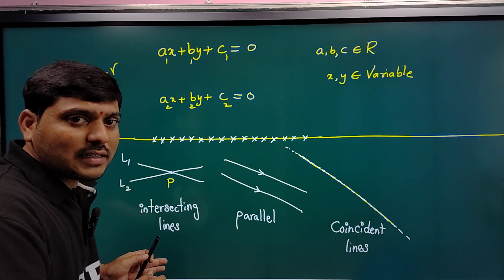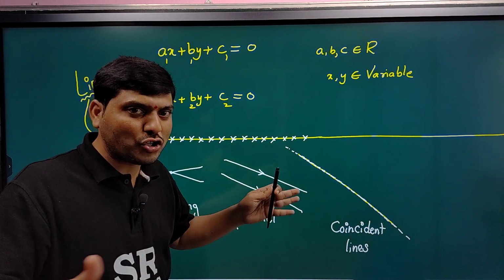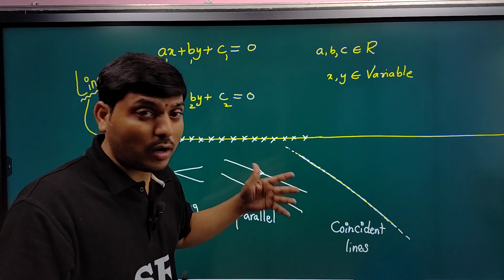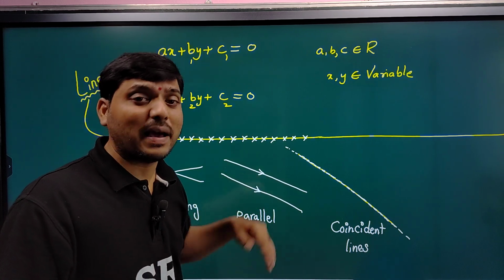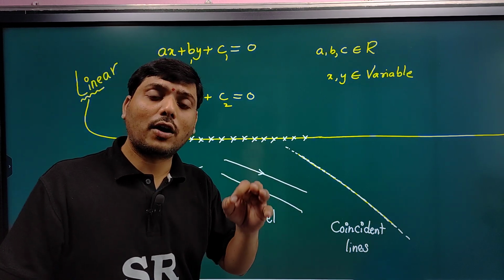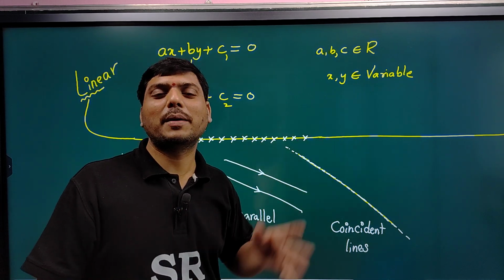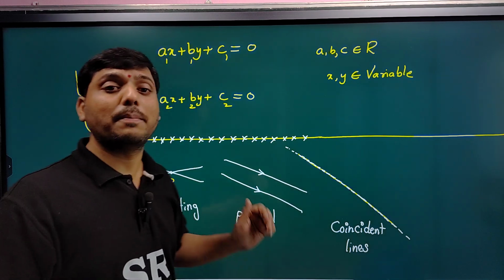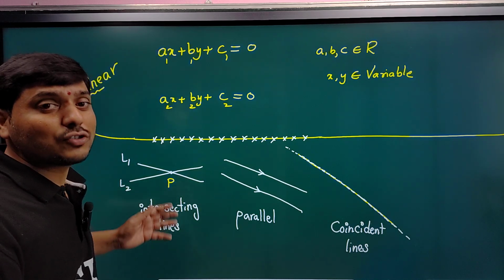Whenever lines are intersecting, one solution is there. Whenever lines are parallel, no solution is there, because no common point is there. These two lines have no common point and do not meet at one point. So these lines are parallel lines. Parallel lines cannot have a common point. The third case is that each and every point is a common point, so the number of solutions is infinitely many. Number of solutions: zero solutions. Number of solutions: one solution.